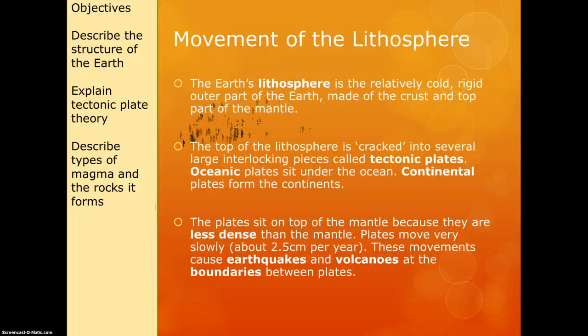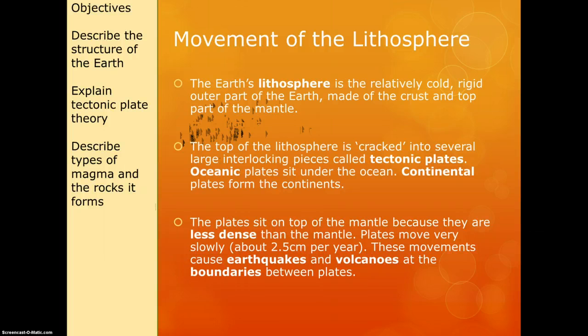So the new word for this topic is lithosphere. The Earth's lithosphere is the outer layer of the Earth. It's mostly the crust, but the top part of the mantle, which is still fairly solid, is also part of the lithosphere. Now the lithosphere is split into several big pieces, and these are the tectonic plates. There are two types of tectonic plates: the oceanic ones, which sit under oceans, and the continental plates, which sit under continents.